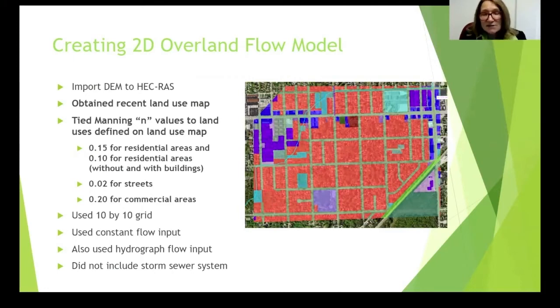We used a constant flow input. Actually, we did two different ways. We had a constant flow input from the stream system over here coming out using the peak flows for the 100-year and 500-year. And we also did a hydrograph system where we basically used a hydrograph coming out from the stream. So we looked at it two different ways to input water into the 2D model system. Now, again, you see this pretty extensive neighborhood grid system, but we did not model any storm sewers as part of this. So that is one thing we did not do.